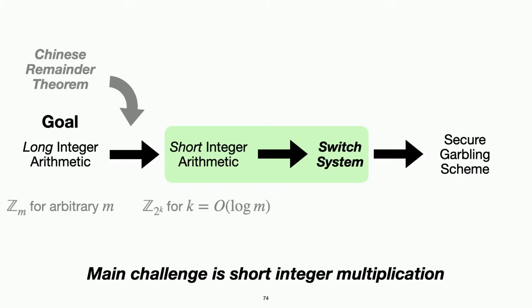How do you take two numbers and multiply them inside the garbled circuit in this fashion?